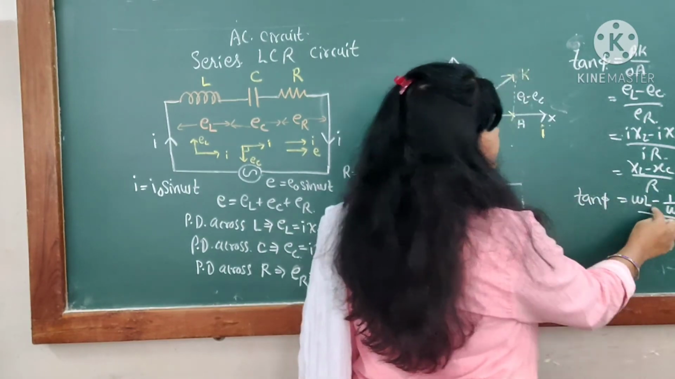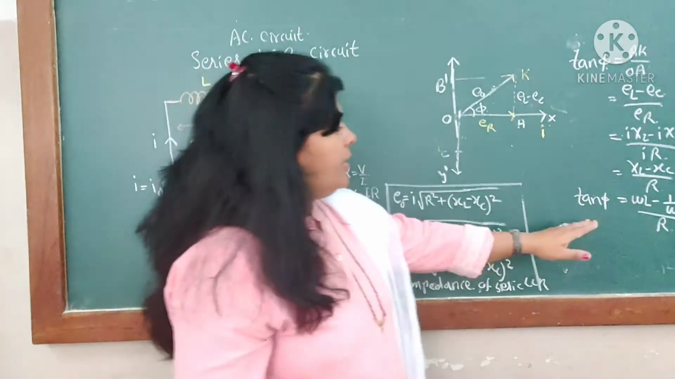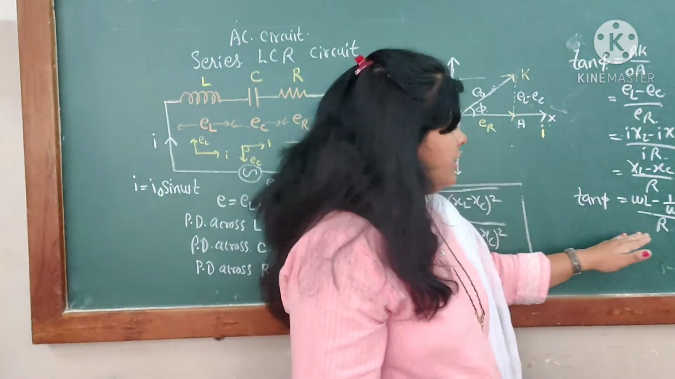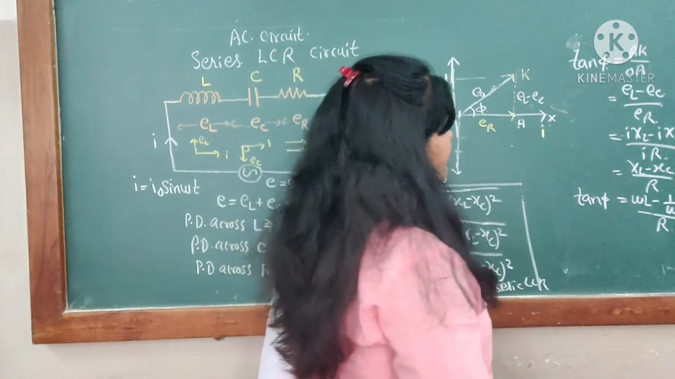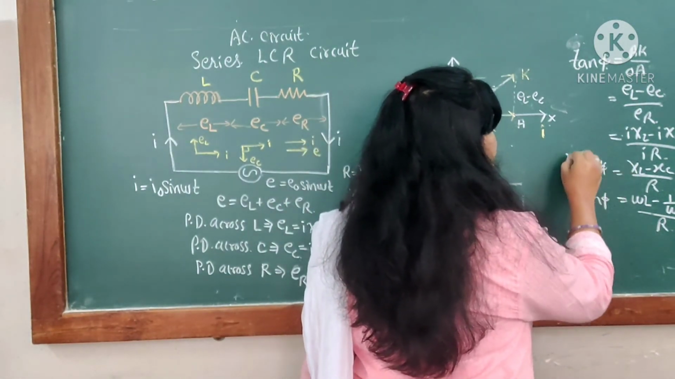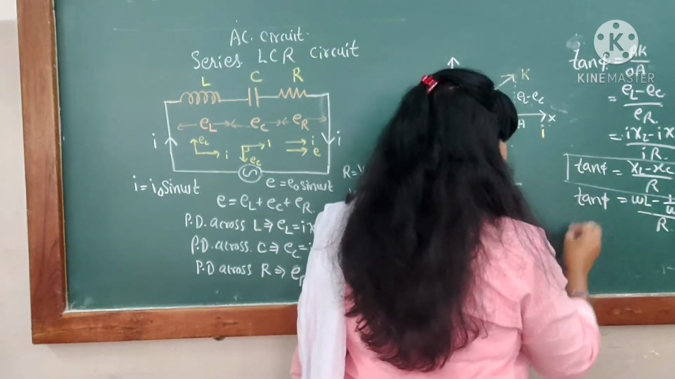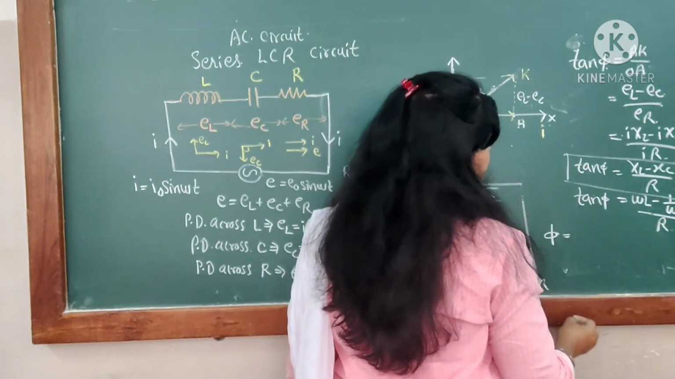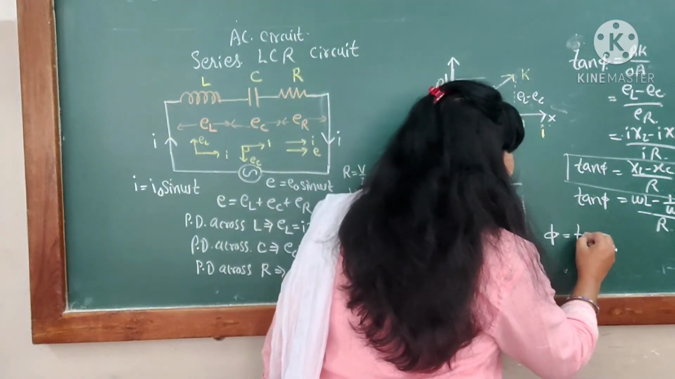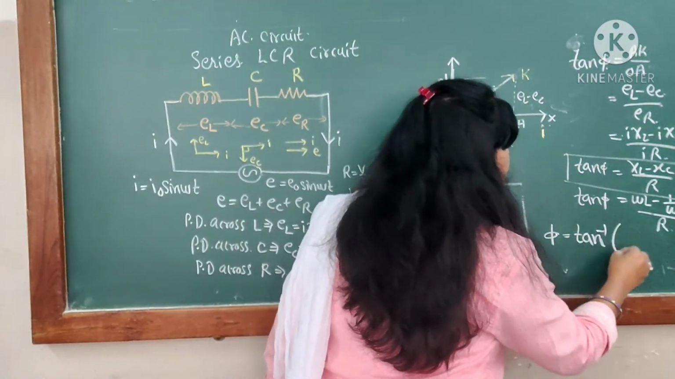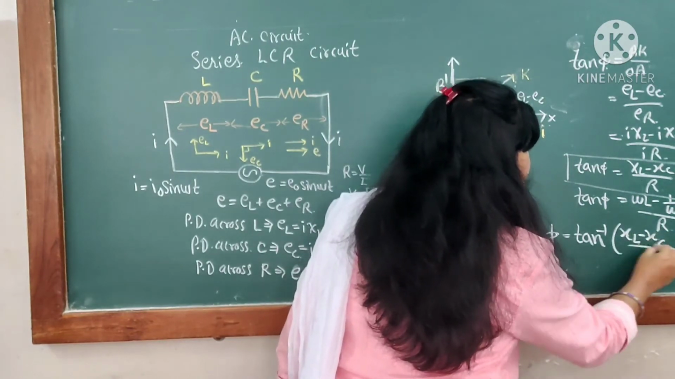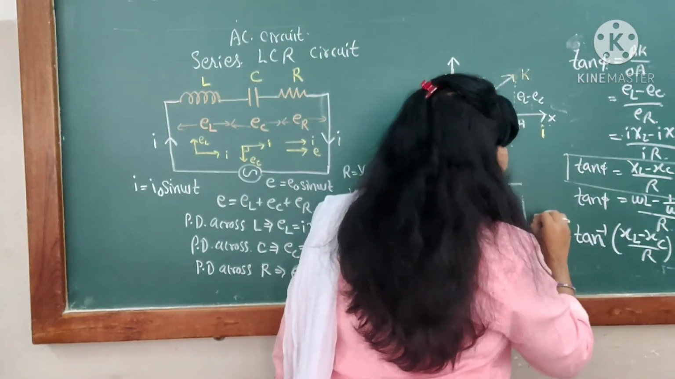Here again, if omega, L and C are given, then you can calculate the tan phi value or phi value. Basically this formula is used: the phase angle of this LCR circuit, phi, is equal to tan inverse of (XL minus XC) upon R. These formulas are used for the phase angle.